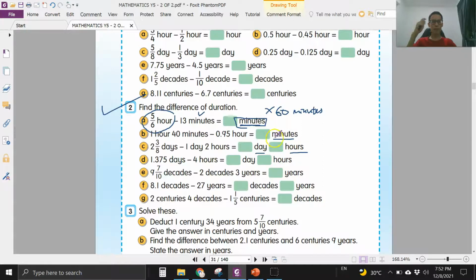For question B, the question is also asking for minutes. So you have to change 1 hour to minutes. Okay, change to 60 minutes and then plus 40 minutes. And then 0.95 hour, you also have to times 60 minutes to change to minutes.